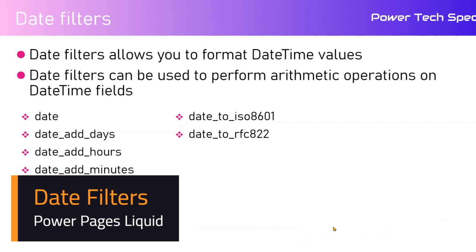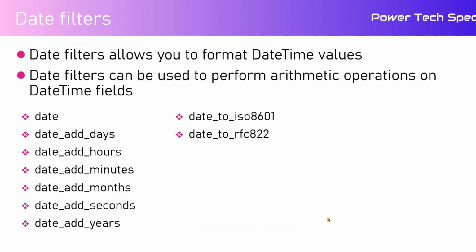In this video, I'll show you how to use date filters within your Liquid code. Basically, date filters allow you to format date time values. You can perform various date time operations on your date time value variable. Date filters can be used to perform arithmetic operations on the date time field.